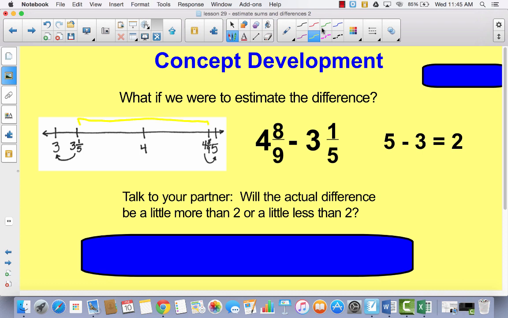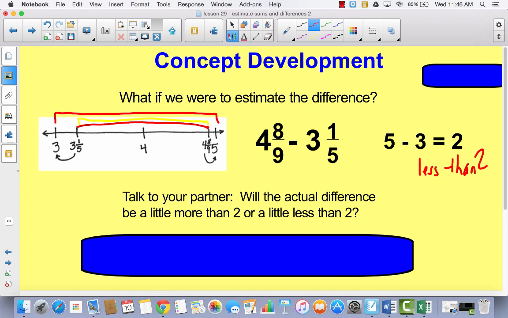Kind of hard to see that yellow. Let's try something different. We want to know how far it is from 3 1/5 to 4 8/9. This is the actual difference. But we estimated the difference to be this. So the actual distance is less than 2, because you can see on this number line that the distance between the real numbers is shorter than the distance from 5 to 3. So the actual difference would be less than 2.